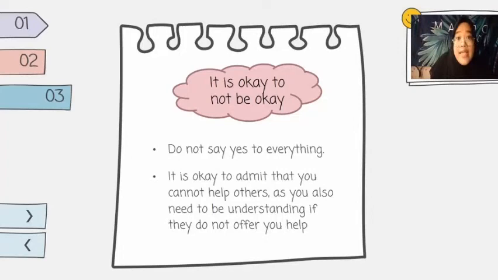Novice teachers and trainee teachers especially are always the ones who fall into the yes to everything trap. They are always the ones who need to do the little works of their colleagues, right? Well, personally, if you can help them, it is great. It is important to work together, but put a limit to it. Offer additional help in your spare time without the need to put your own work on pause. In short, it is okay to admit that you cannot help others, as well as you also need to be understanding if they cannot offer you help.